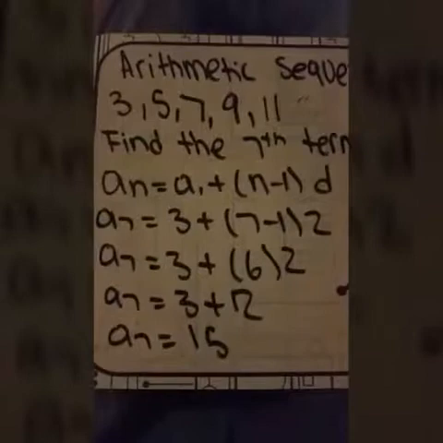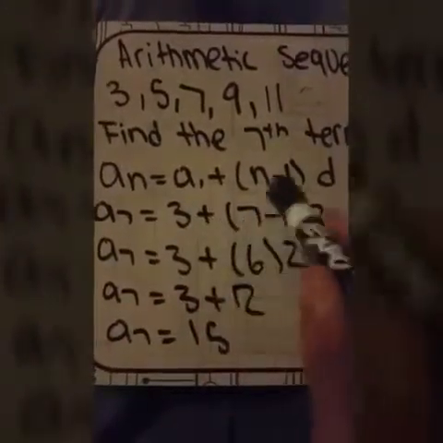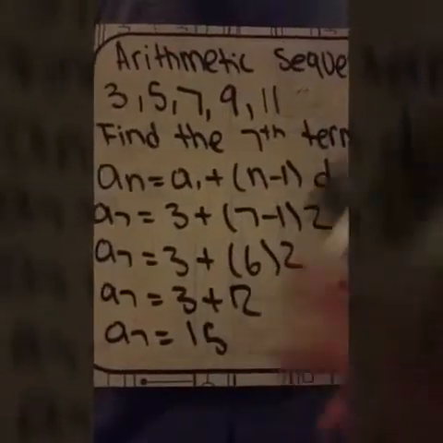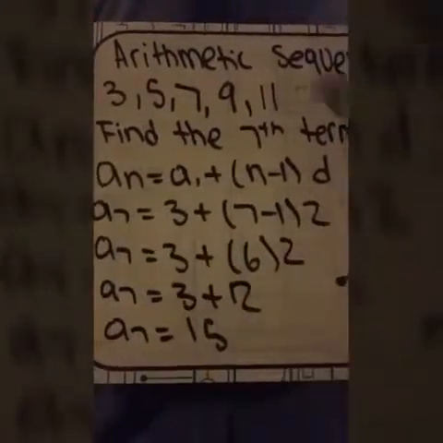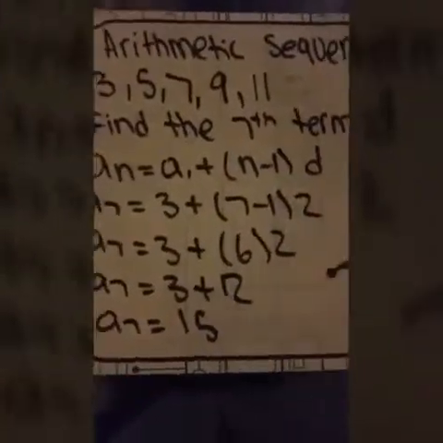In this case, we're going by 2. So you'll plug everything in: 3 plus parentheses 7 minus 1, close parentheses, times 2. And once you do all the simplifying, you will get that your 7th term will equal 15.